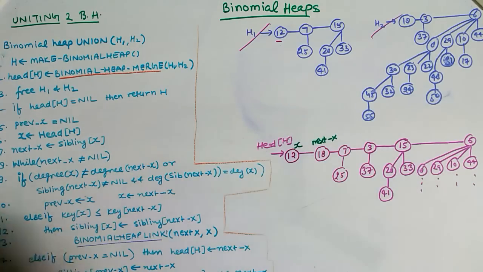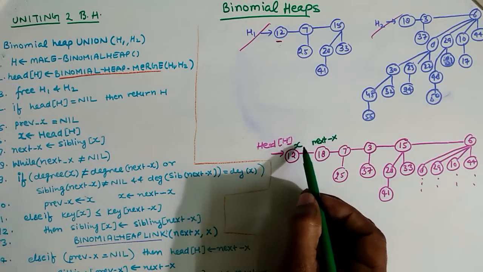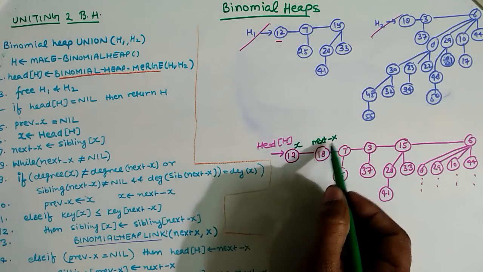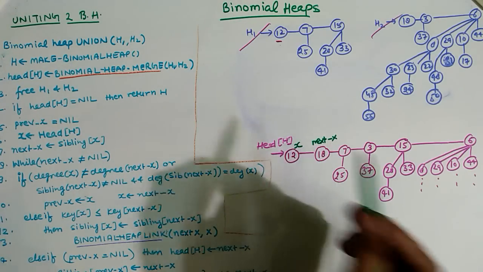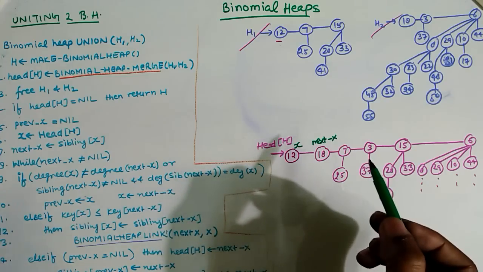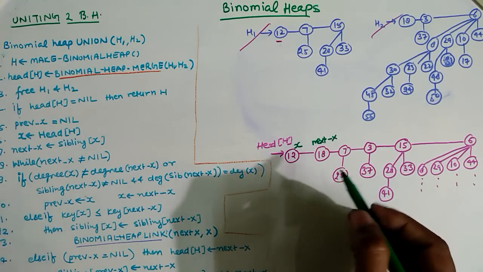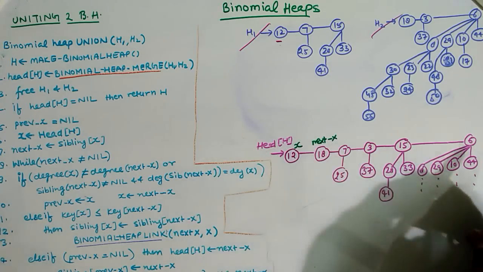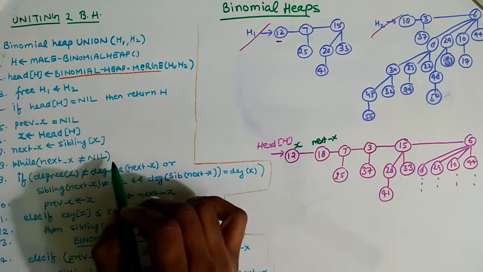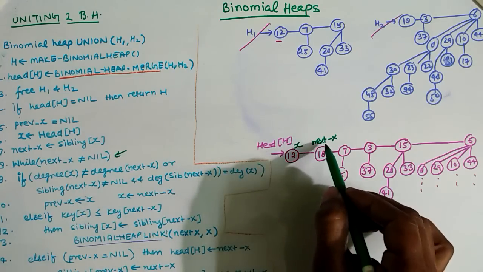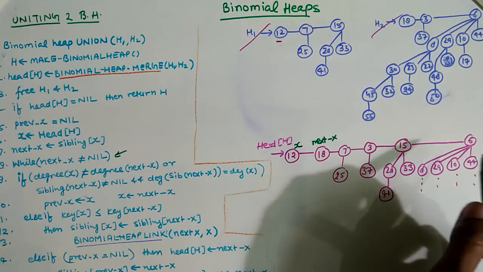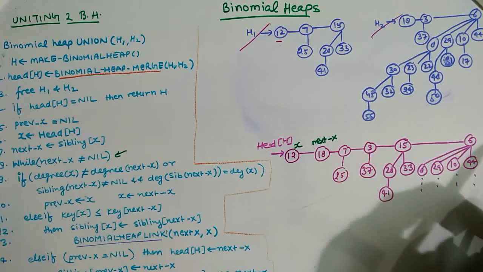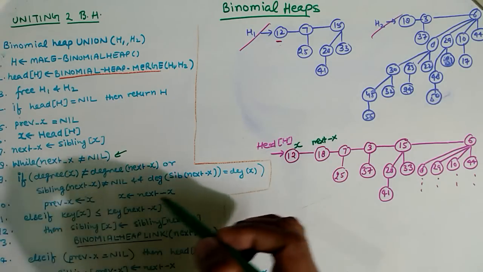So we assign two pointers, x which is pointing to head of H, and next of x which is pointing to sibling of x. Now we are in the loop while next of x is not equal to null. It means at this point next of x will continue to be increased and reach the end of the list, then only this loop is terminated.